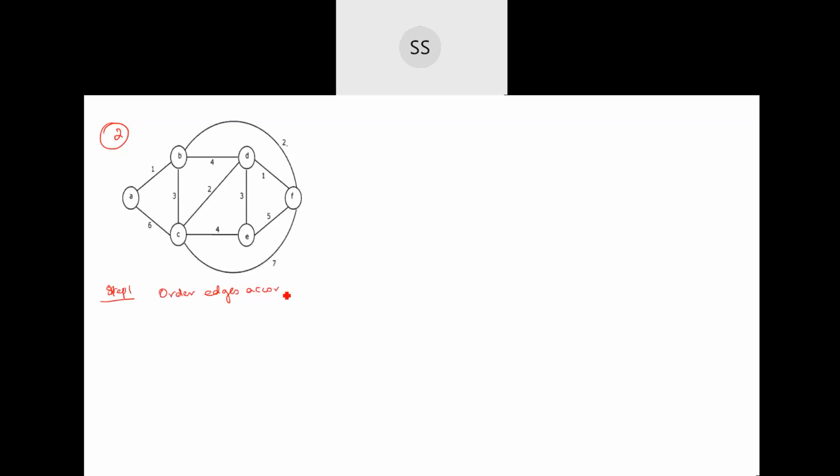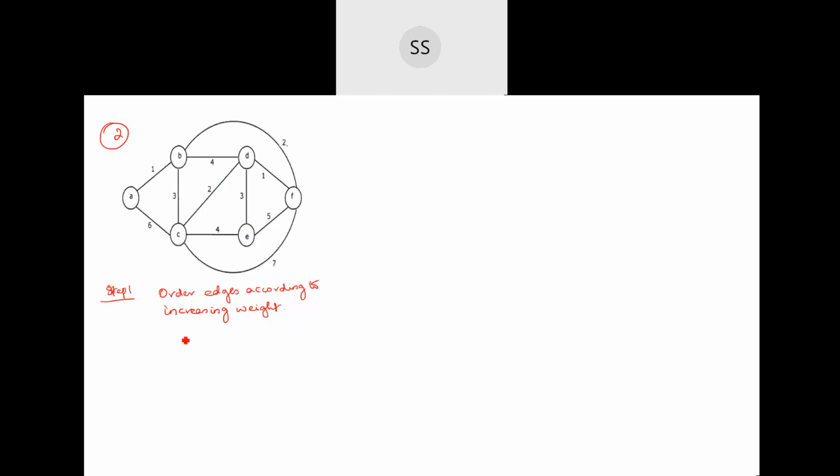according to increasing weight, increasing weight. So you can see that we have values 1, okay, we have values 2, okay, you have values 1 and you have values 2 on all the edges.